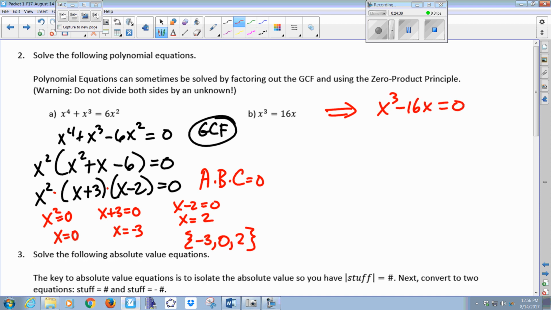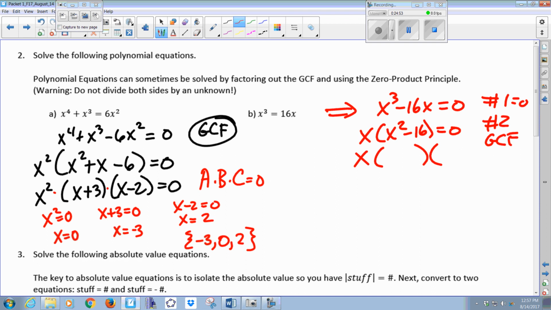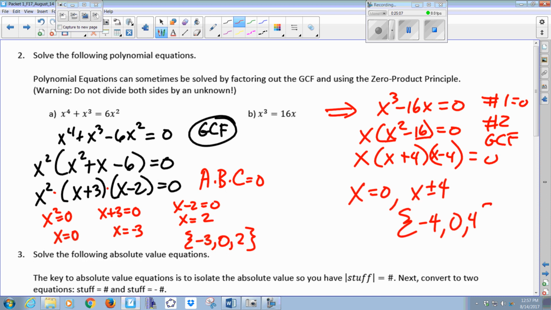Okay, again, this one, x cubed minus 16x is equal to 0. That's step number 1, set equal to 0. Step number 2, GCF. x times x squared minus 16 equals 0. These are so nice and easy to factor because it's the difference between 2 perfect squares. x plus 4, x minus 4. So x is 0 and x is plus or minus 4. So our solution set looks like this.